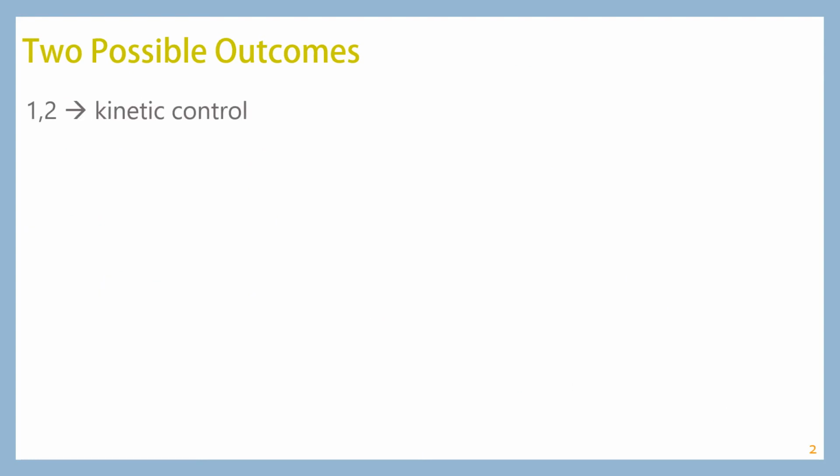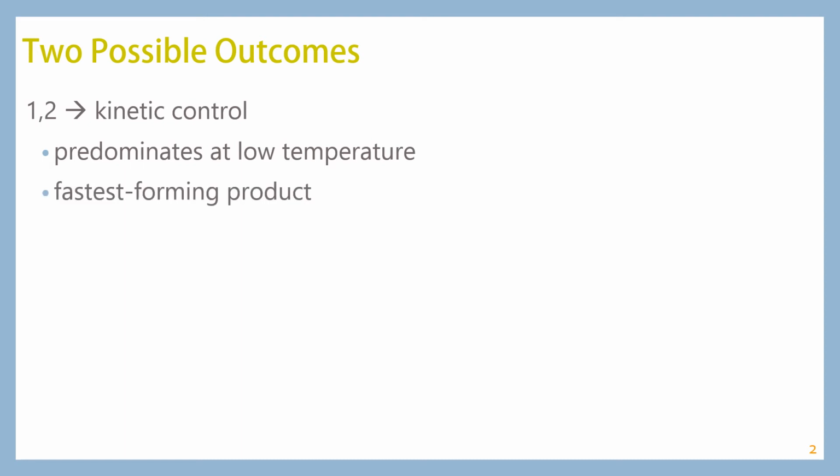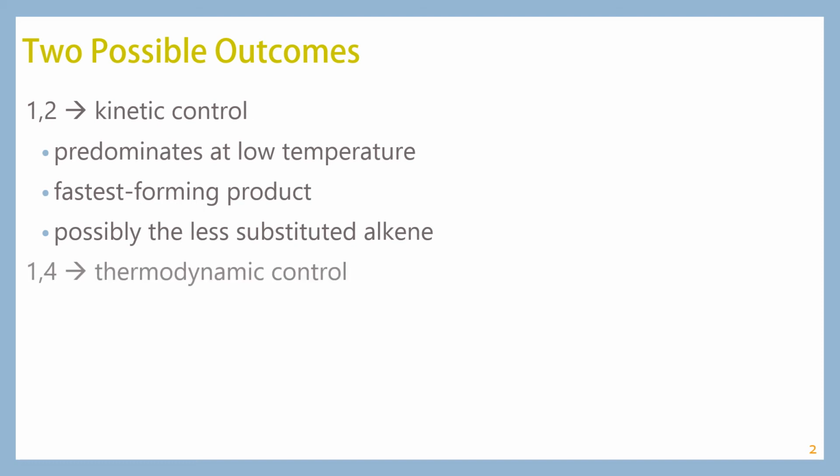If you end up with the 1,2 product, this is kinetic control of the reaction. This is going to predominate at low temperature. So if you do room temperature or lower, you're going to get the 1,2 addition product. That's because this is the fastest forming product. It forms from the carbocation that is immediately made. It's a secondary allyl carbocation, which is pretty good, and it doesn't necessarily need to rearrange. But you also could potentially end up with the less substituted alkene, depending on what your substrate looks like. This isn't going to happen every time, but it is a possibility.